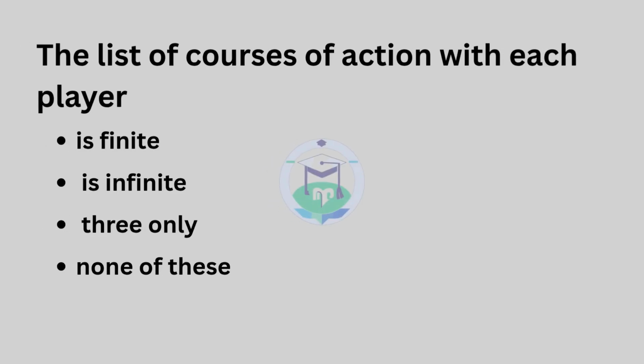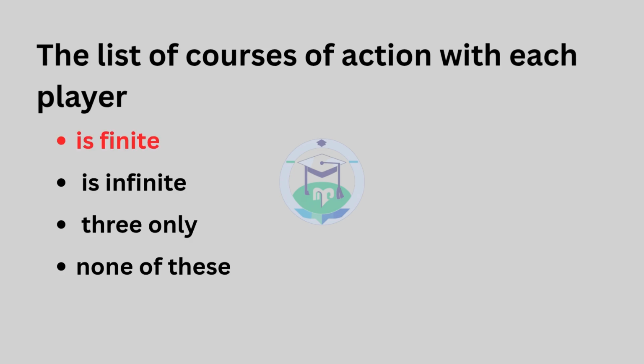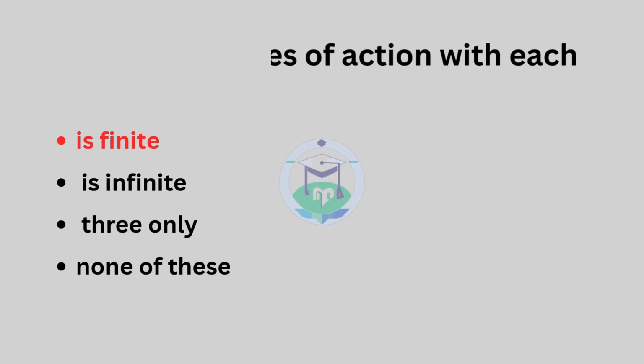Question number 4. The list of courses of action with each player. The answer is option 1, is finite.